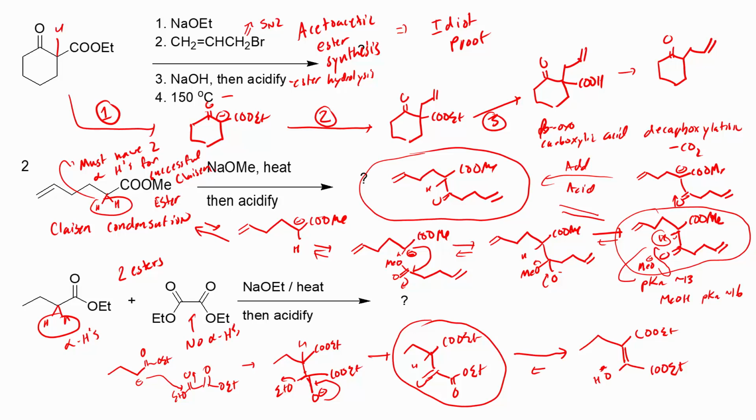Okay, but again, this should be a selective Claisen condensation. It's mixed, but one partner has no alpha hydrogens, one partner does. And it happens that the one that has no alpha hydrogens is probably more reactive. If it wasn't, we could just use it in excess, and we're expecting that this is going to be a very successful mixed Claisen condensation.